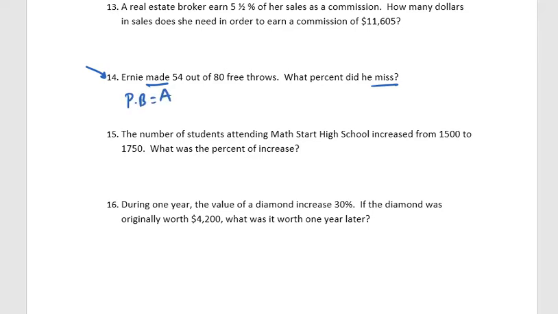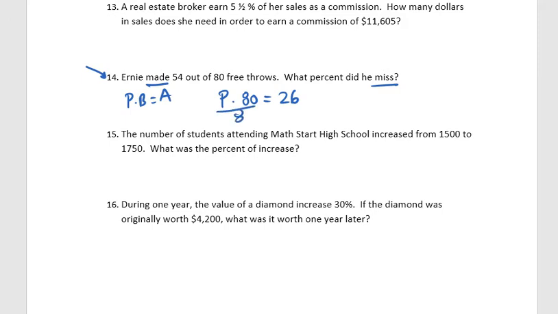We're looking for the percent here. That's our unknown. We're taking some percent of 80, and then we're going to end up with 26 free throws missed. So it's going to look like this: percent times 80 is equal to 26, which is the number of free throws he missed. So now we want to solve this for P.